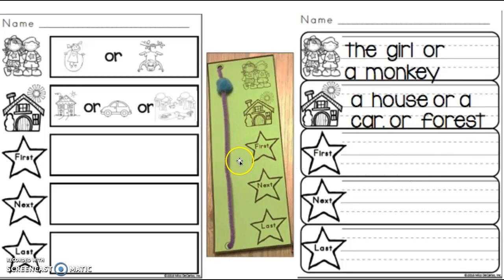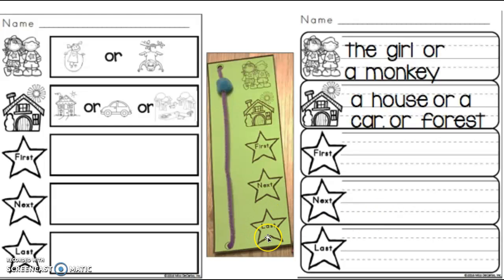The next spot on our slider says first. So I want you to think about something that happened at the beginning of the story. You'll draw a picture of that here, and you'll write a sentence on this recording sheet. Once you do what happened first, I want you to go to the next. That would be what happens in the middle of the story. On this recording sheet, you would draw a picture. On the one with the lines, you will write a sentence of something that happened.